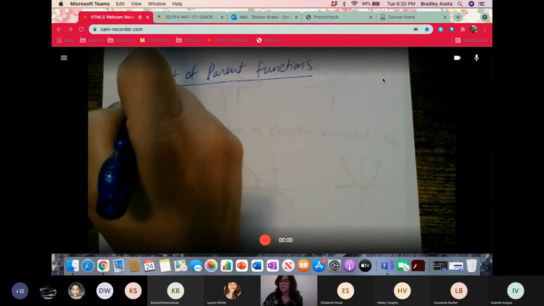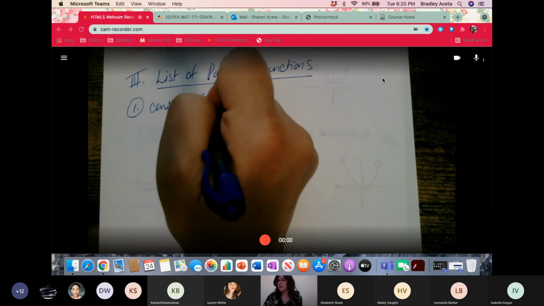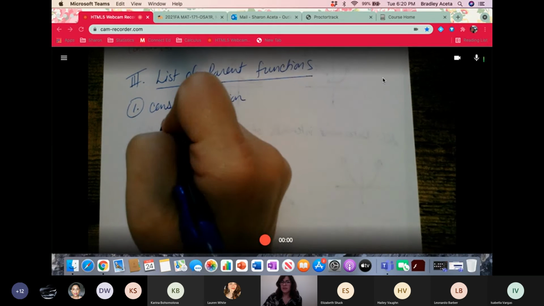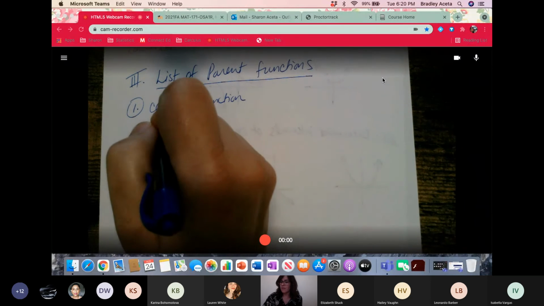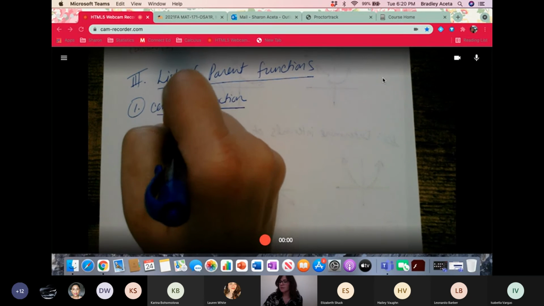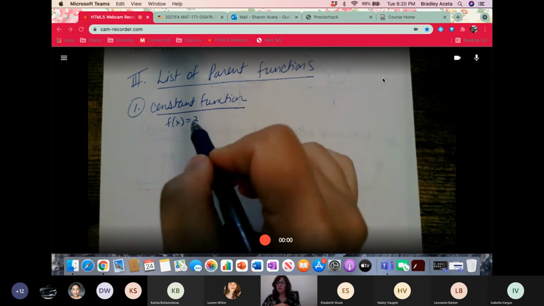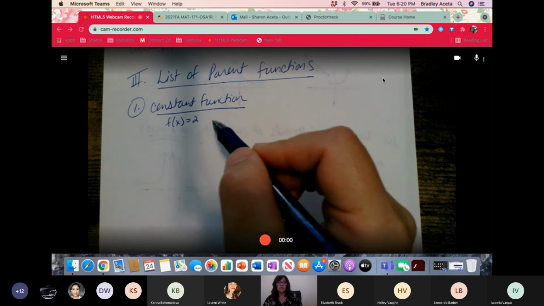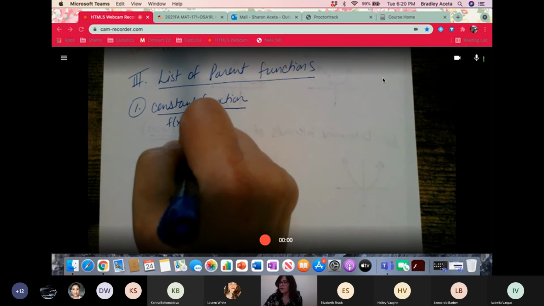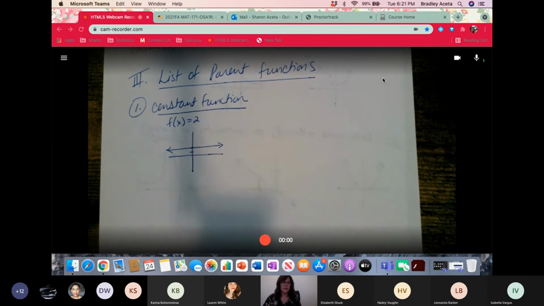Okay, so the first one is what we just did up there, your constant function. I'm just going to give you an example of the constant function. I'm going to underline it. f of x equals 2, y equals 2. So if y equals 2, it's always, always, always a horizontal line. So you would have a graph, you'd go to 2 on the y, and you'd be constant the whole entire time.